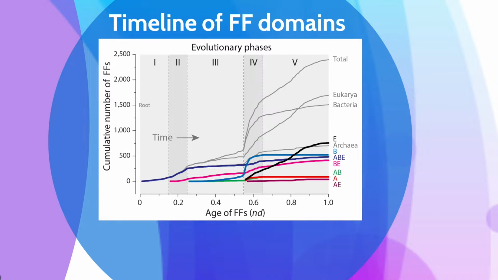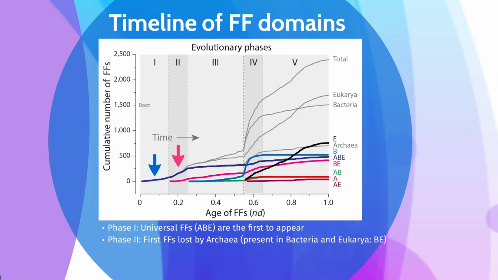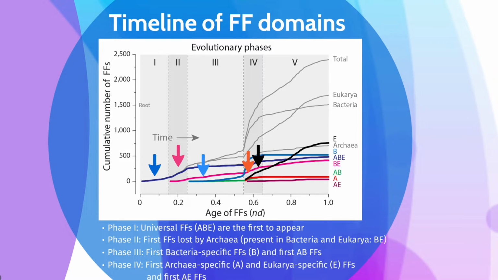The first phase is defined by the initial accumulation of universal families. The second phase shows how accumulating families are lost in Archaea. The third phase shows the appearance of the first bacteria-specific families and families shared by Archaea and bacteria. The fourth phase shows the first Archaea-specific and Eukarya-specific families, appearing together with families shared by Archaea and Eukarya.